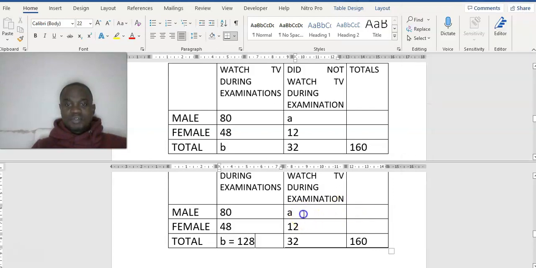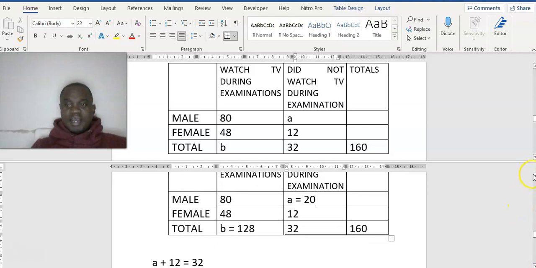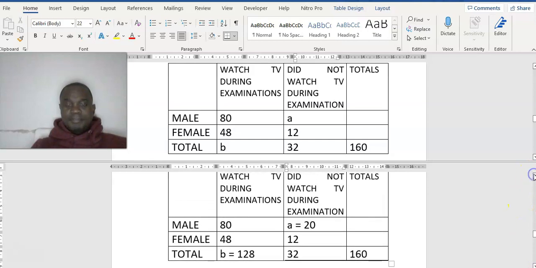It gives us 20. So A here is what? So one small letter A. A is 20. Okay. Now we can find our totals. Probably we will need them. So if A is 20, what is going to be this side? 80 plus 20 is 100.